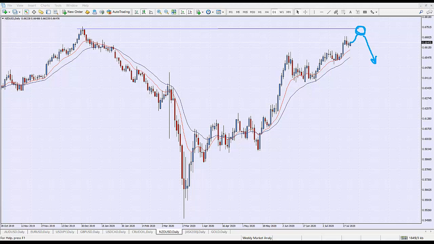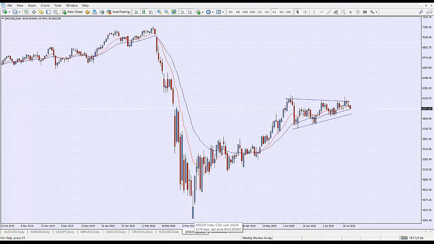Okay, so let's look for that on the Kiwi US dollar. It still needs to push up a little bit, and maybe in the next 3 to 5 candles it could set in, so it could happen this week for us. All right, let's have a look at the ASX 200.